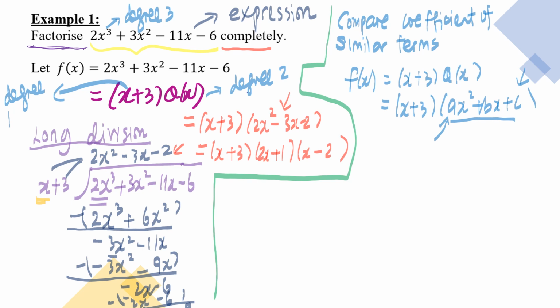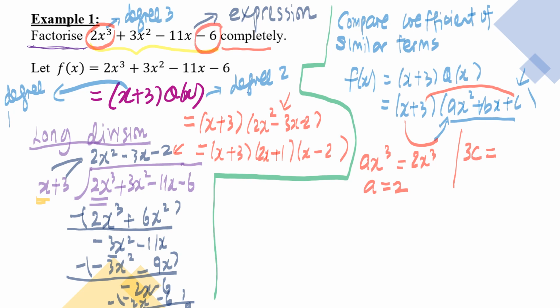The first one is just taking x times ax squared, which gives you ax cubed. This ax cubed will be equal to the first term in your dividend, which is 2x cubed, and therefore your a is 2. For the last term, 3 times c gives you 3c, and that equals the last term, negative 6. So c is negative 2.